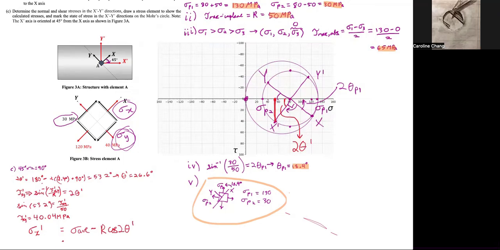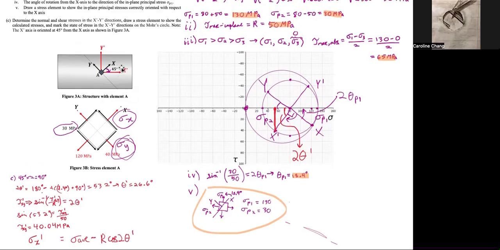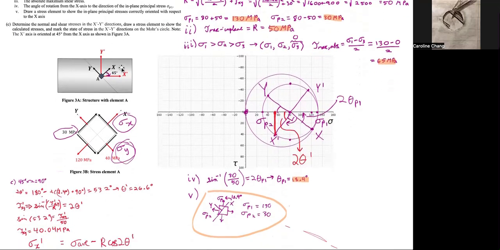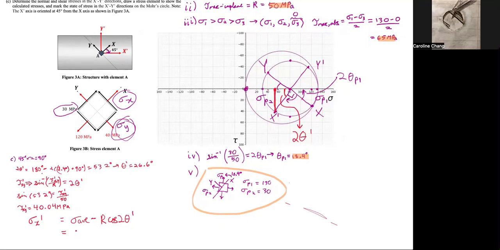So we basically have sigma x prime is equal to sigma average, which is equal to, okay, we have to scroll up, 80 megapascals. 80 minus r, which is 50, cosine 53.2, and this is in turn equal to 50.05 megapascals.